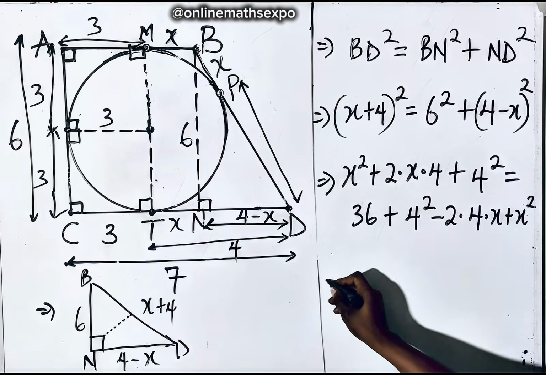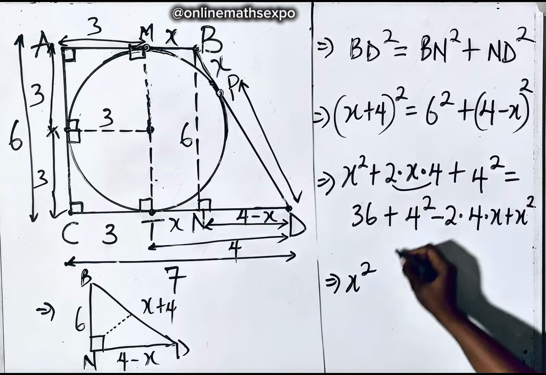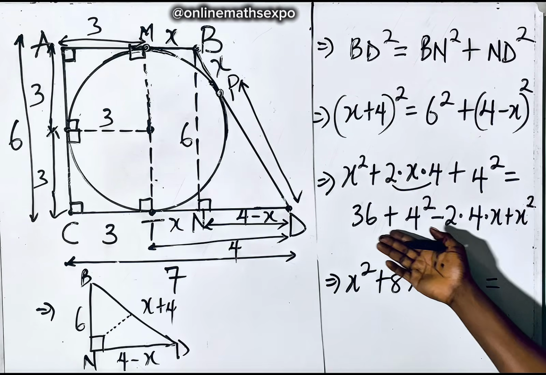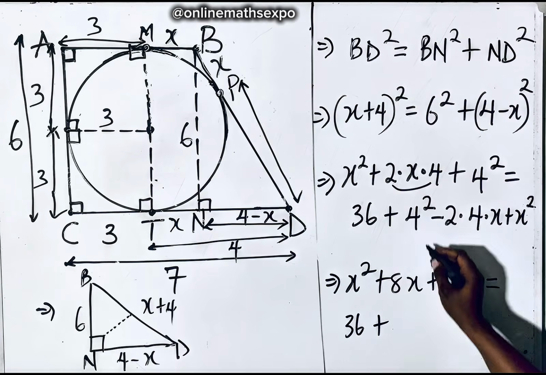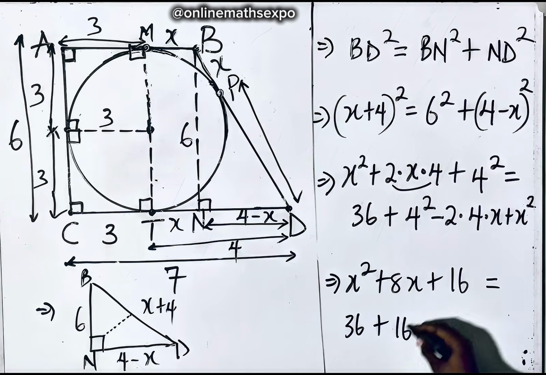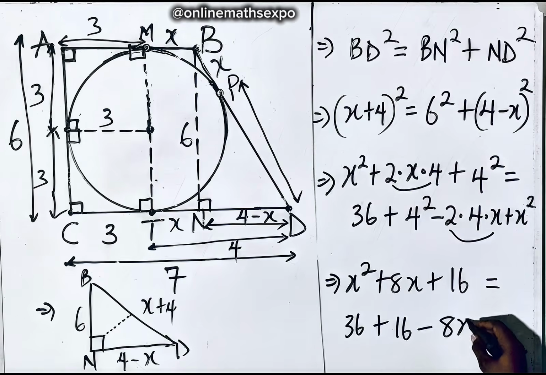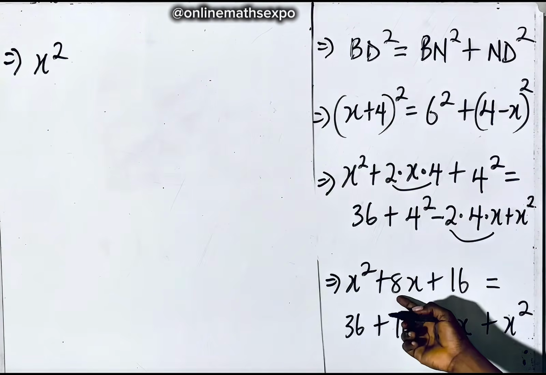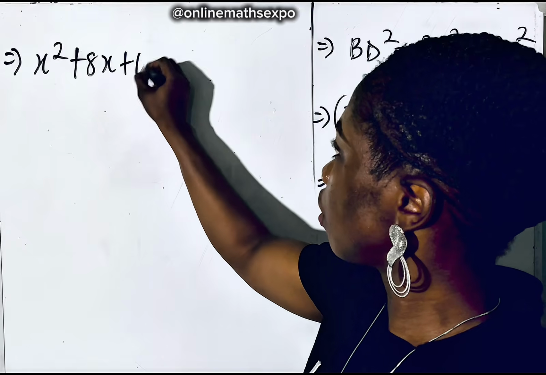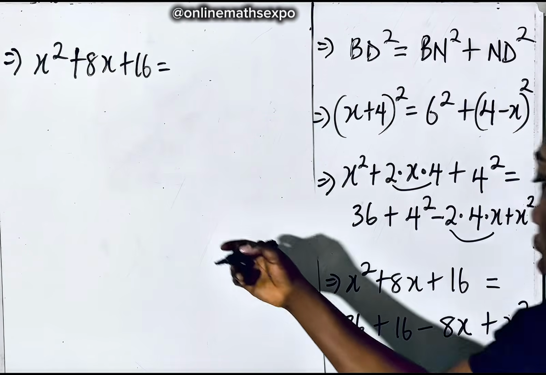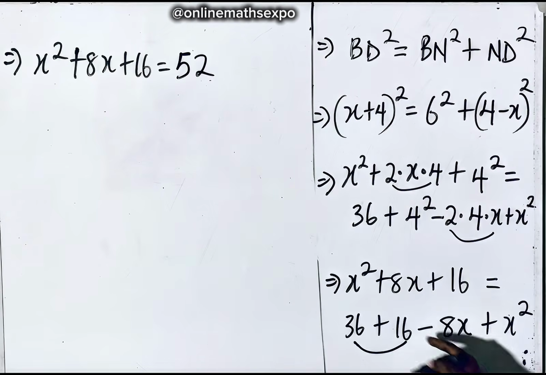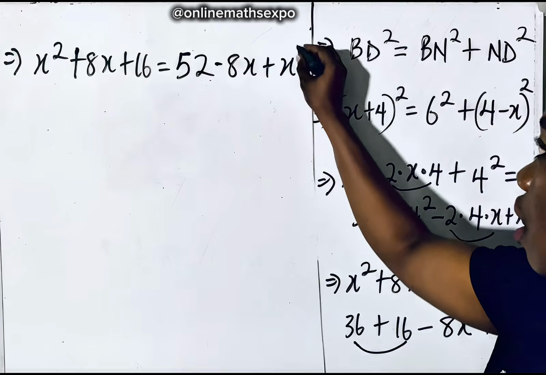We are going to now have x squared. Multiply this, it gives us 8x. 4 squared gives us 16. Now for this we have 36 plus 4 squared, which gives us 16. Multiply this, it gives us negative 8x, then plus x squared. Keep solving. Let's take it to this part. So we have x squared plus 8x plus 16 is equal to that. We can add these two, and that will give us 52, then minus 8x plus x squared.